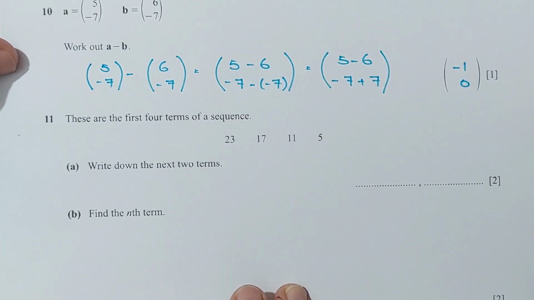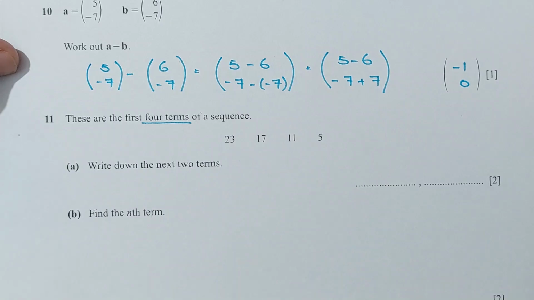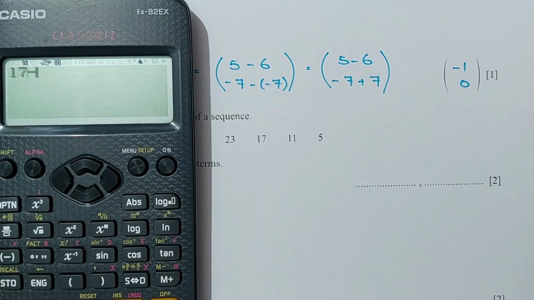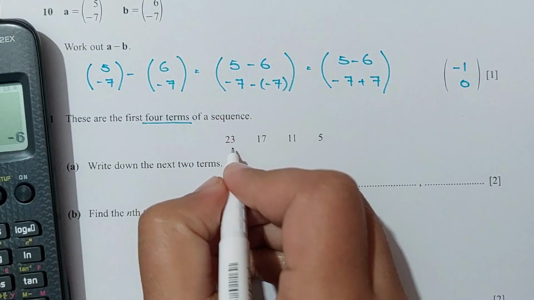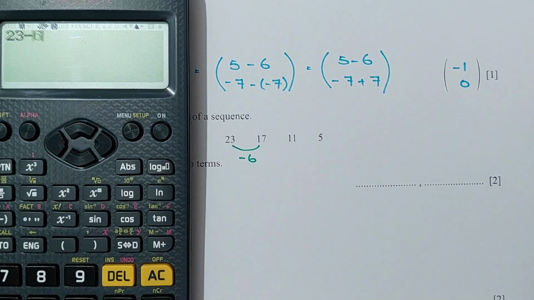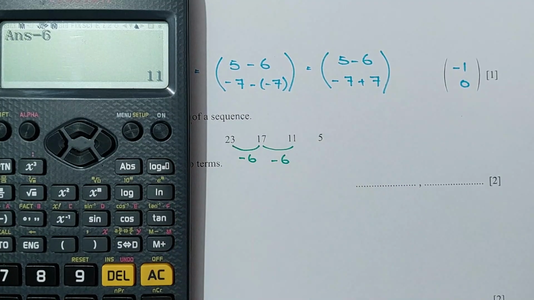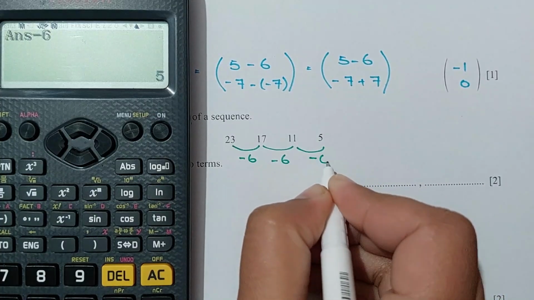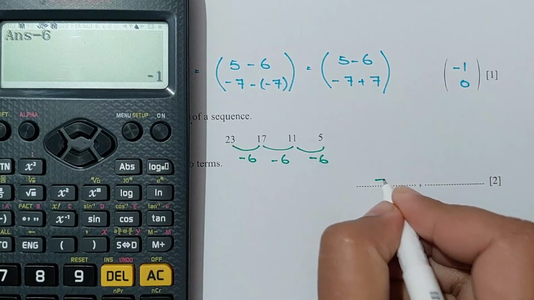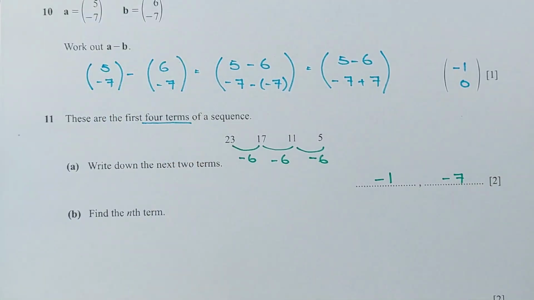Question number 11. These are the first 4 terms of a sequence. Write down the next 2 terms. So let's figure out the difference between the terms 17 and 23. It is negative 6. In 23, subtract 6, we will get 17. 17 minus 6 is 11. And 11 minus 6 would be 5. And 5 minus 6 is minus 1. And minus 6 would be negative 7. So these are the next 2 terms.